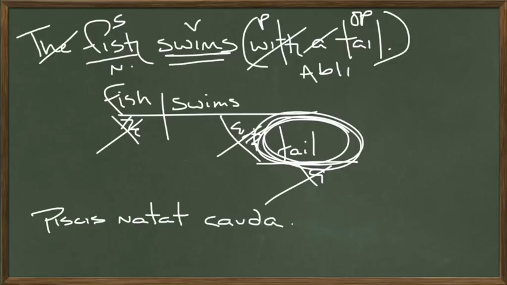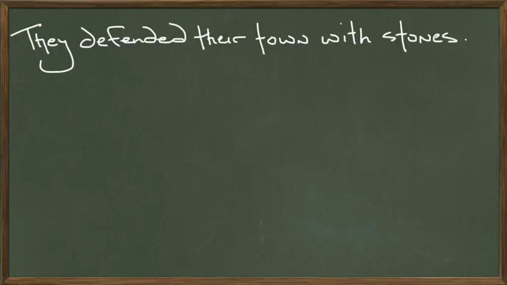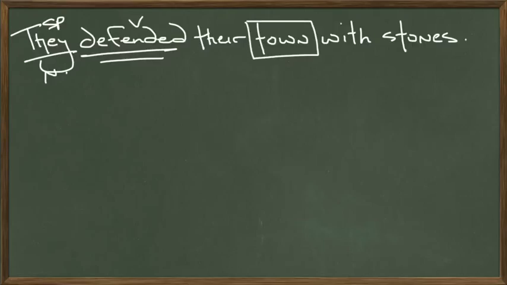Piscis natat cauda. Alright, they defended their town with stones. So obviously these guys are having a little bit of trouble here, and they don't have enough weapons, and they're defending their city with stones. Okay, so subject of the sentence, they, subject pronoun, nominative case. What are they doing? They're defending. Verb. What are they defending? They're defending their town. Direct object, accusative case, it receives the action. Whose town? Their town.